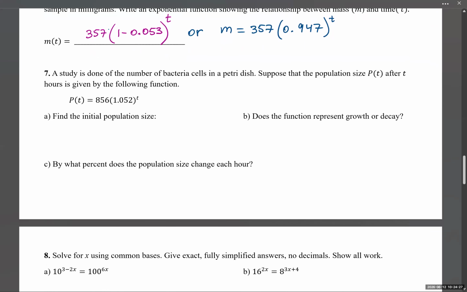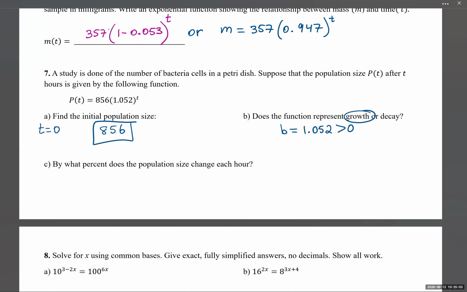A study is done of the number of bacteria cells in a petri dish. Suppose that the population after T hours is given by the following function. Find the initial population size. Well, that is the size at T equals 0. If you plug in 0 for T, 1.052 to the 0 power will be 1. So the initial population size is just 856. Does the function represent growth or decay? Well, b is 1.052. It's bigger than 1, so it is a growth problem.